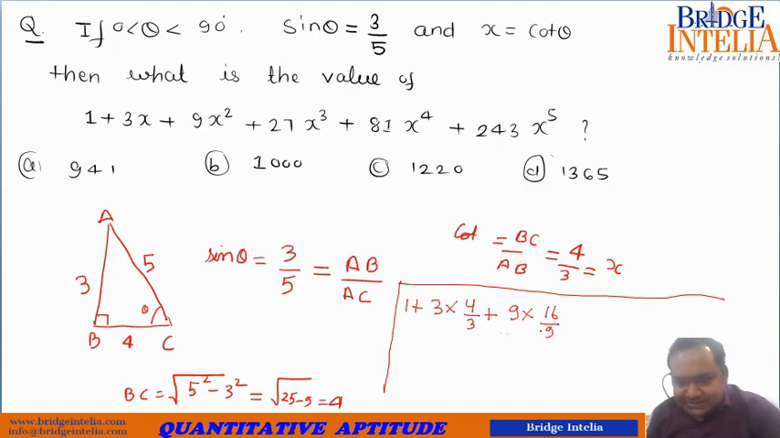This 9 and this 9 are going to cancel each other out. Similarly, this 3 and this 3 will also cancel each other out. If you continue, the pattern will go on. So 27 into x cube. So x cube is what? 4 cube by 3 cube. So 3 cube is 27, and 4 cube comes out to be 64.